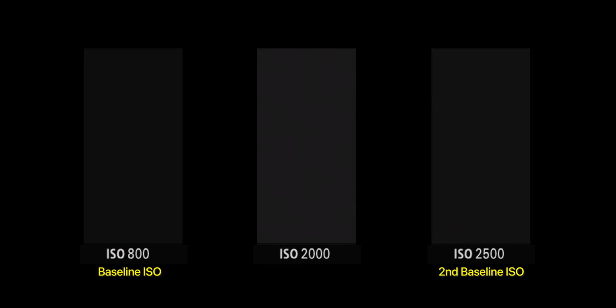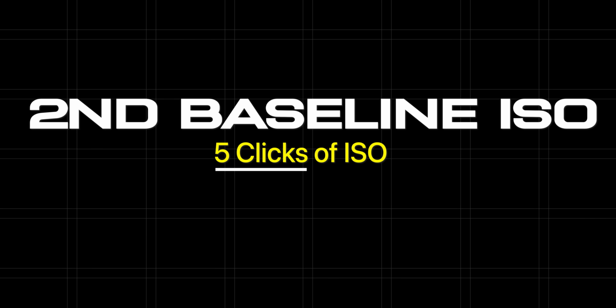Enter the benefits of the feature that's called second baseline ISO. A second baseline ISO allows us to get a low noise performance reset at a higher ISO value than the original first baseline. And the second baseline ISO happens to be exactly 5 clicks above the baseline ISO. Easy to remember, isn't it? 5 clicks, let's break that down.